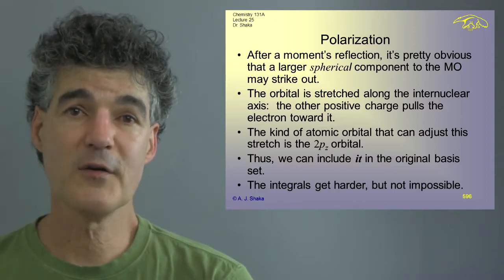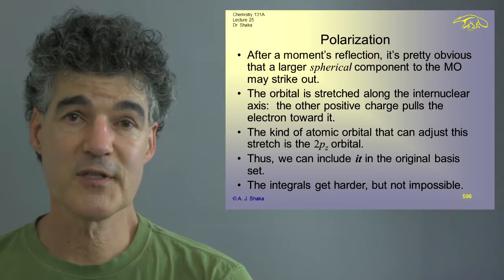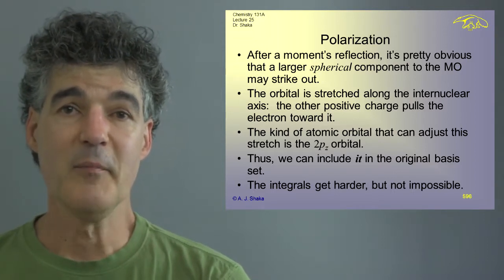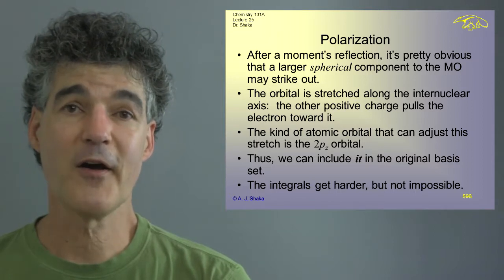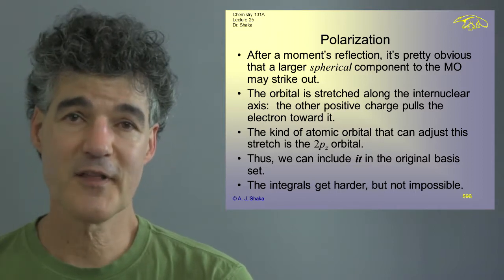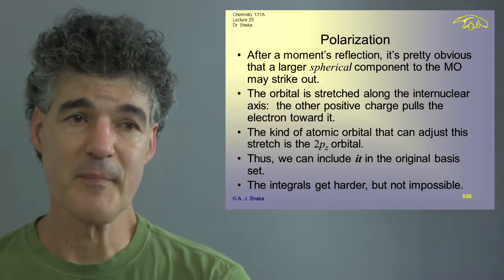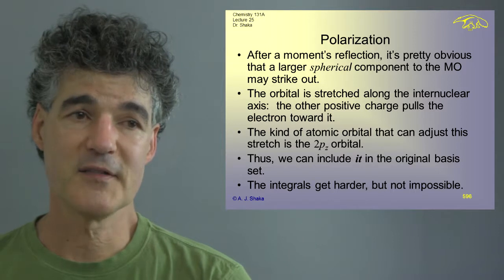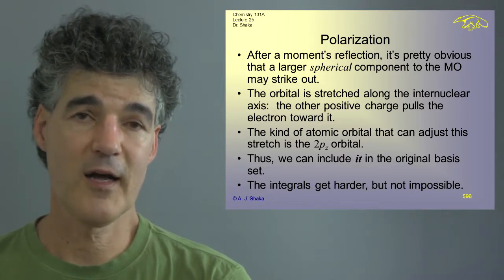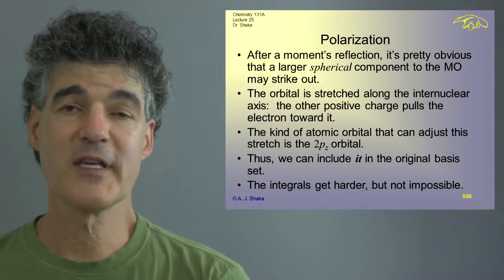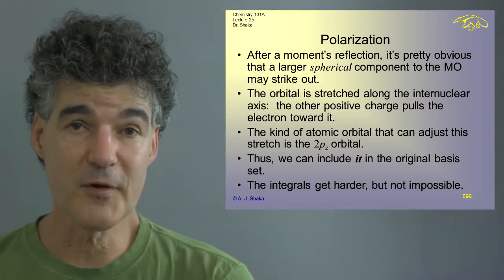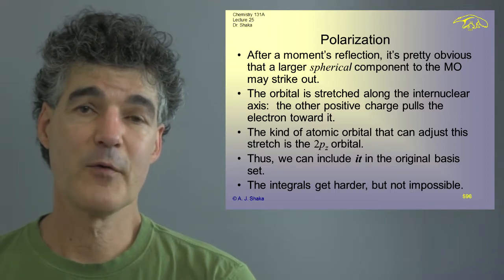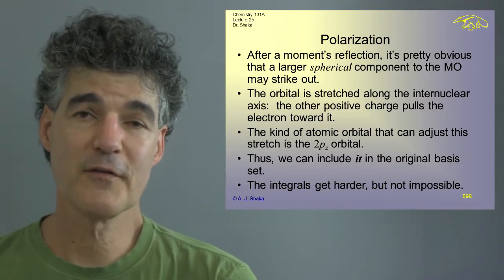Of course, if I include 2pz, which has cosine theta in its functional form, then my integrals get a lot harder to do because now I have this extra theta and so forth. But if I include this 2pz in the original basis set, I can improve the results a lot. The integrals get harder. They aren't impossible. We could certainly do them all together, and if we had world enough and time, we could do that sort of thing.